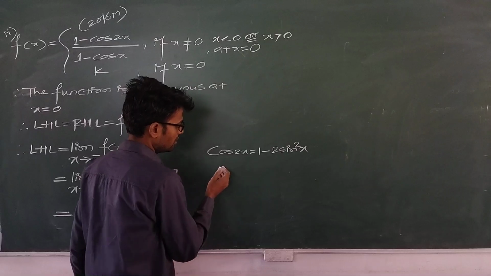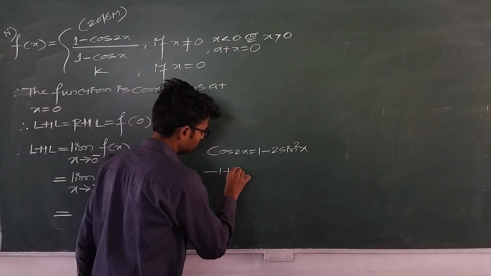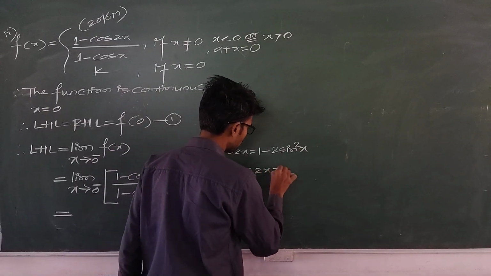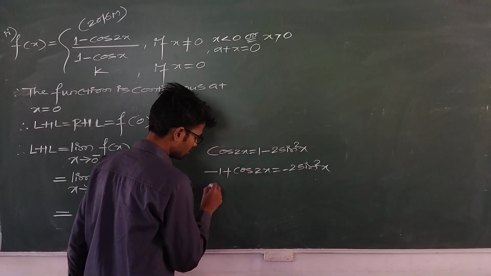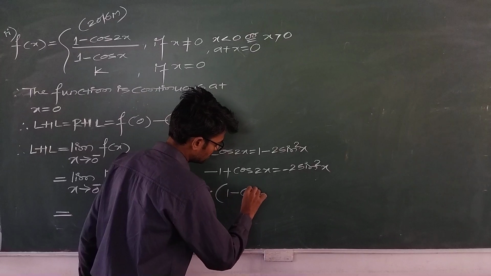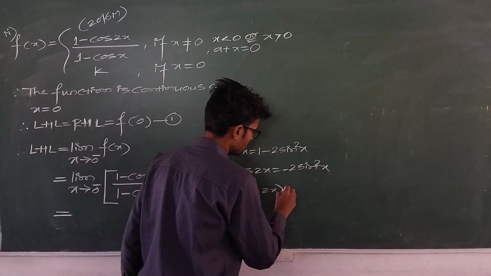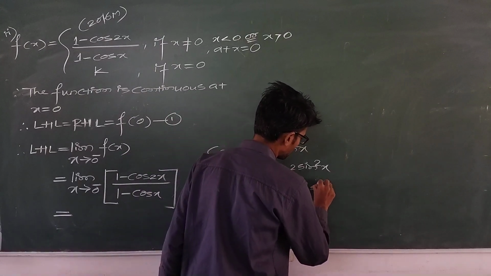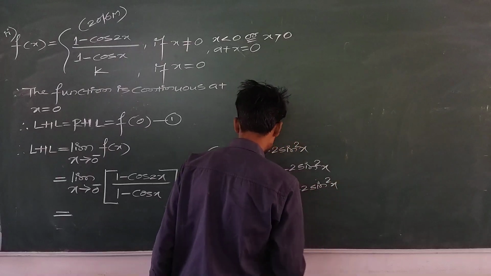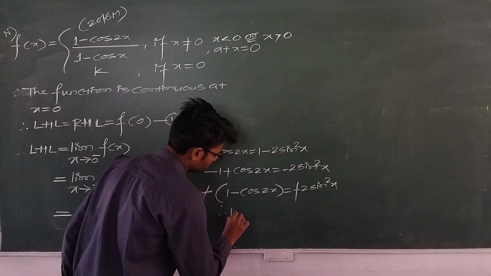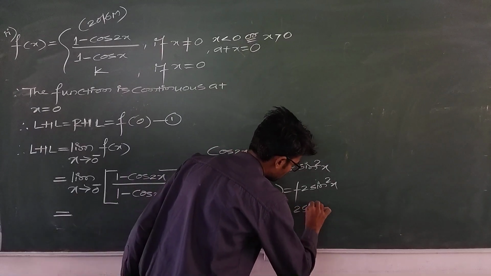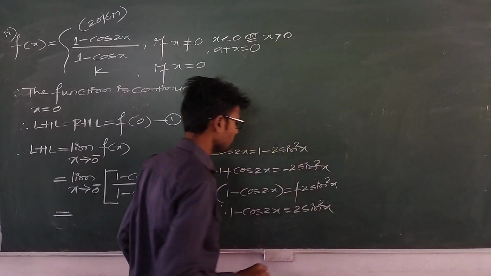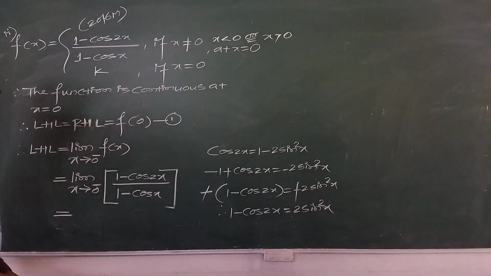It becomes minus 1. Minus 1 plus cos 2x is equal to minus 2 sin square x. Right? So you take minus common, you will get 1 minus cos 2x is equal to minus 2 sin square x. Minus minus get cancelled. So therefore, I will write 1 minus cos 2x is equal to 2 sin square x.